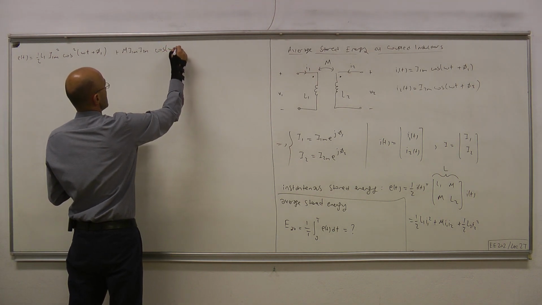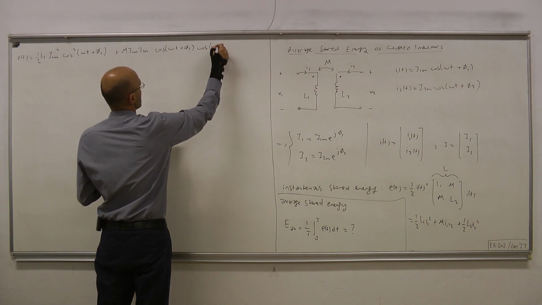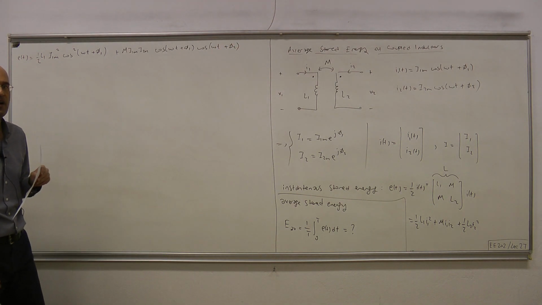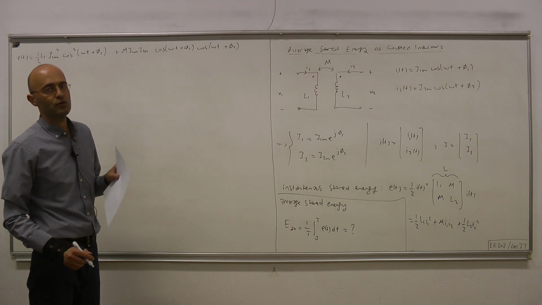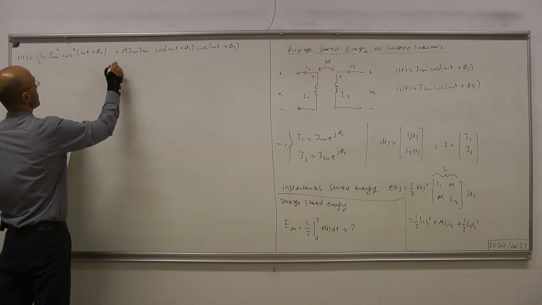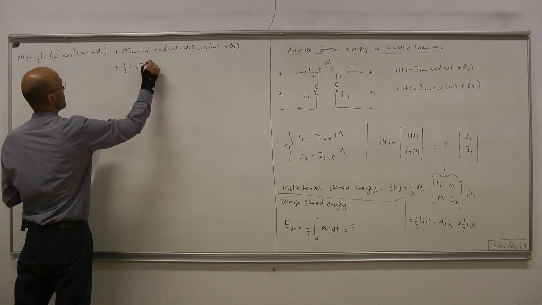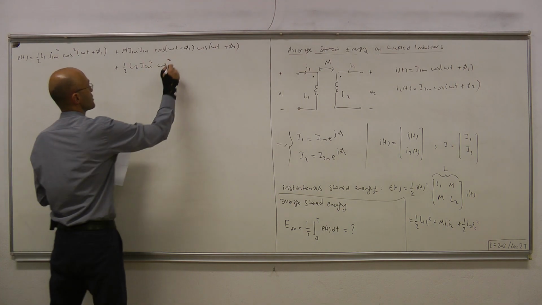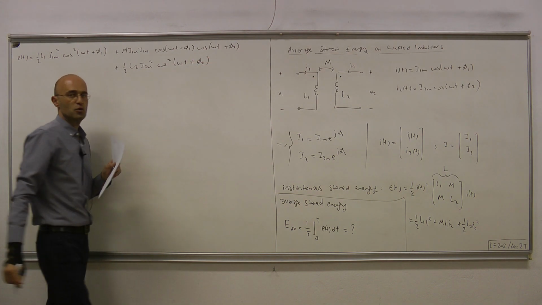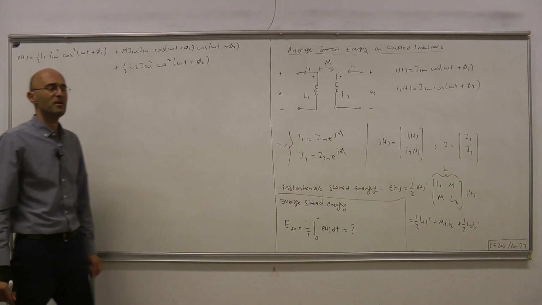Cosine omega t plus phi 1 times cosine omega t plus phi 2. And finally we have the 1/2 L2 I2 square term. Okay, so let me squeeze it here, plus 1/2 L2 I2m square, and we have the cosine square omega t plus phi 2.